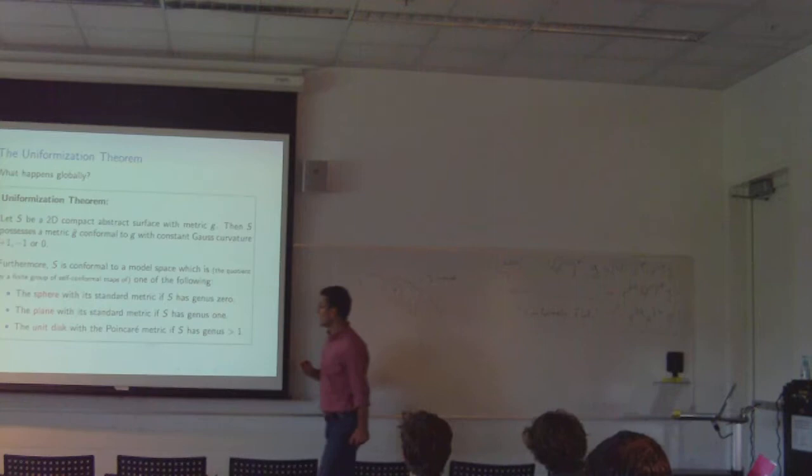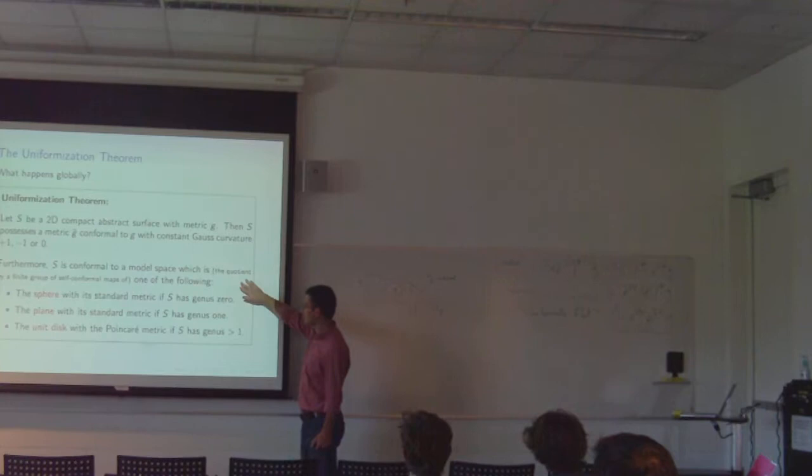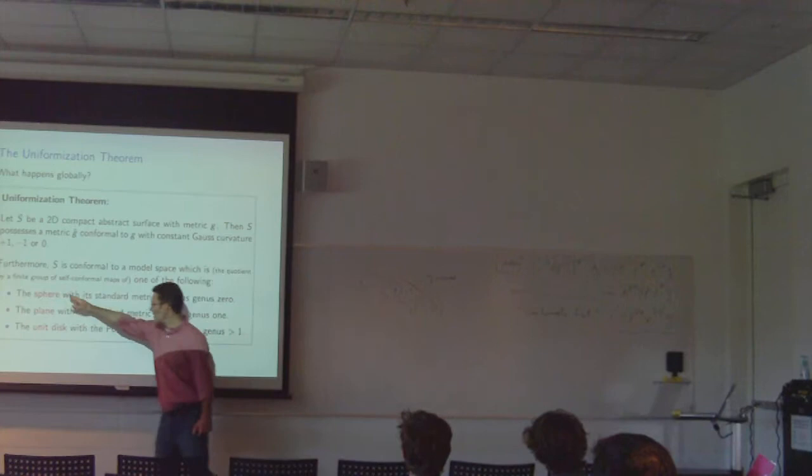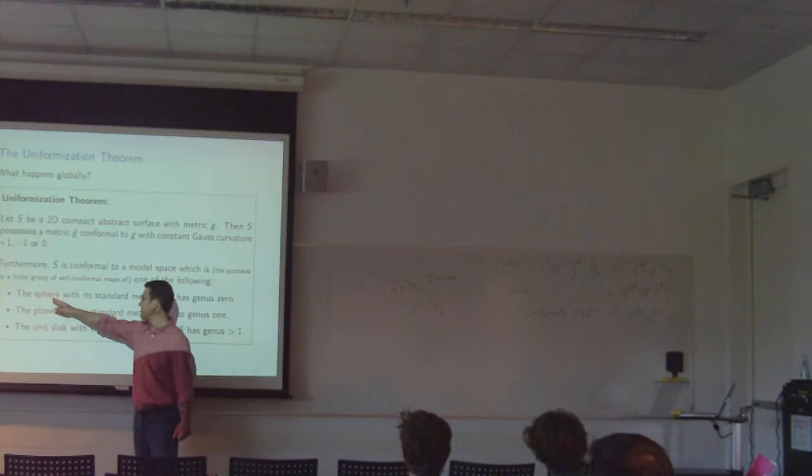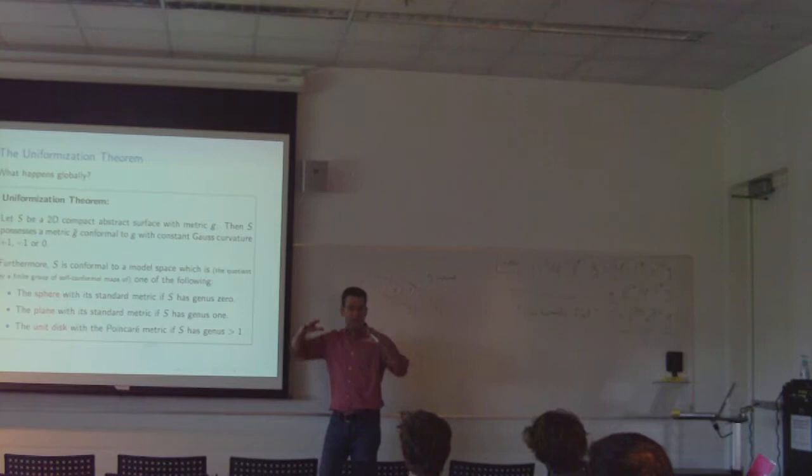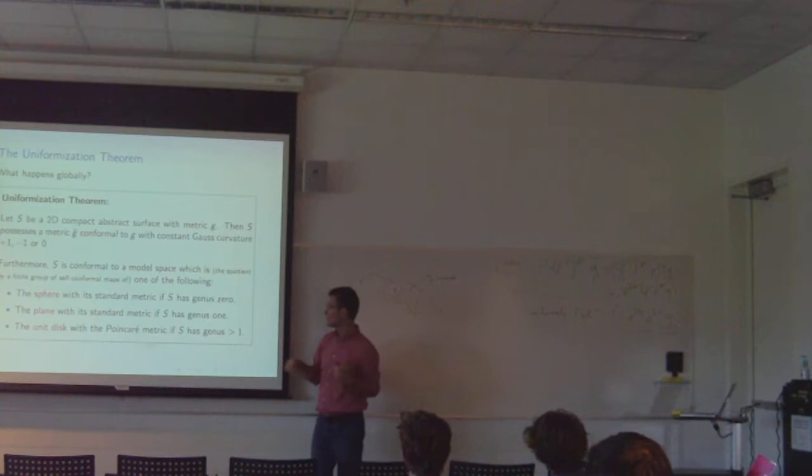And if you know that number, then S is conformal to a model space, which is one of the following: the sphere, the plane, or the unit disk. The sphere occurs in the case of curvature one. And the sphere carries the metric induced on it by its embedding in Euclidean space, the standard metric, with the rotations as the isometry group and all that.